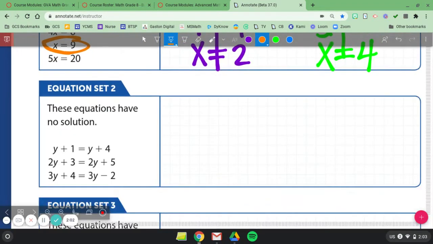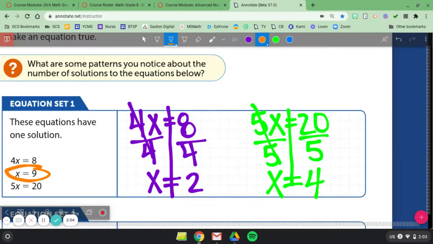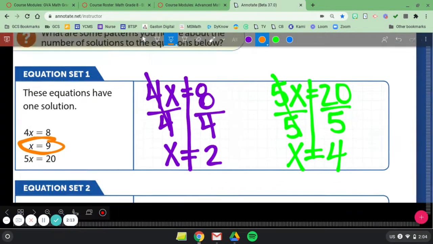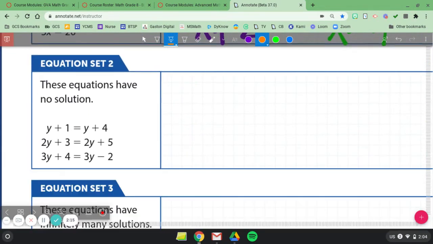All right? And those are the types of equations that we've been solving already, one solution, meaning there's only one number that the variable could represent to make the equation true. But now we're going to talk about, in set number 2, these equations have no solution. So there is no number that would make the left and the right side of this equation true, meaning there is no number that would work for the solution to this equation.